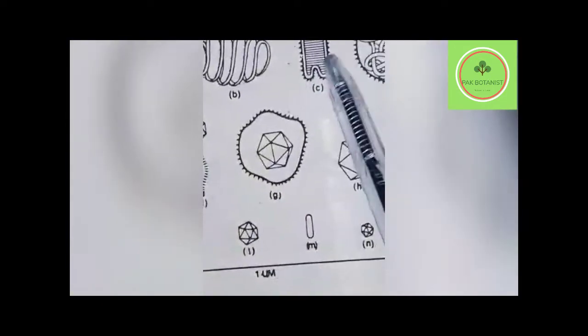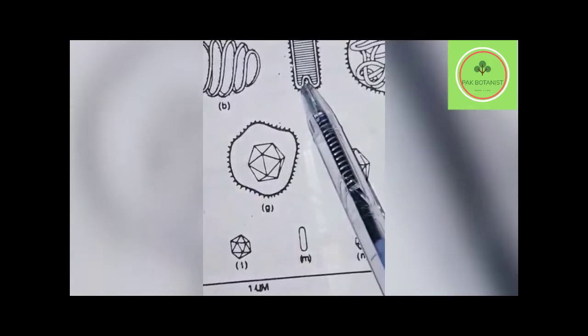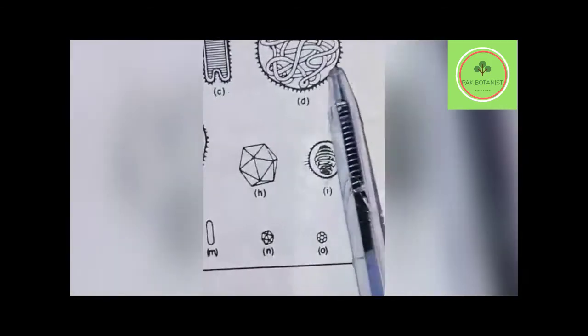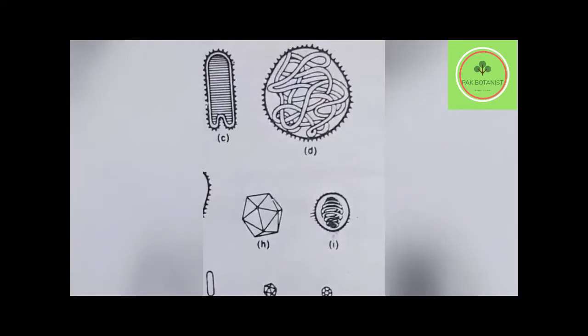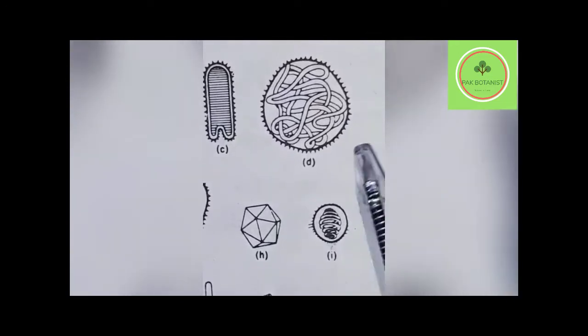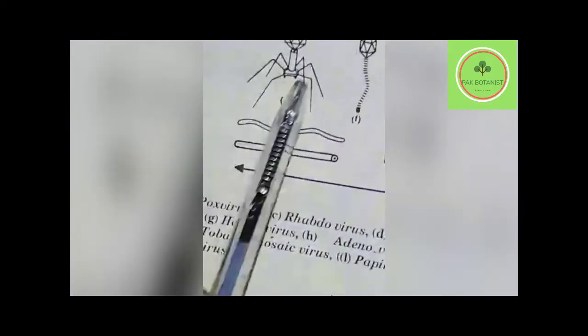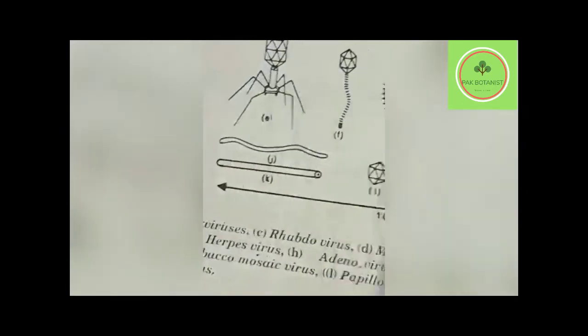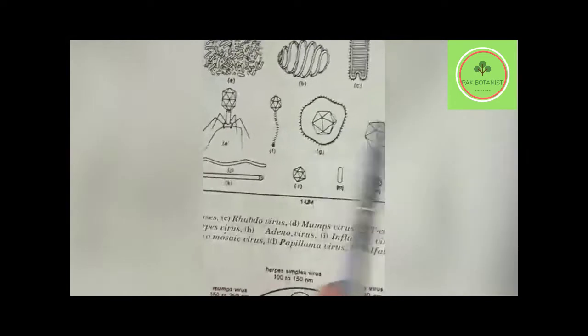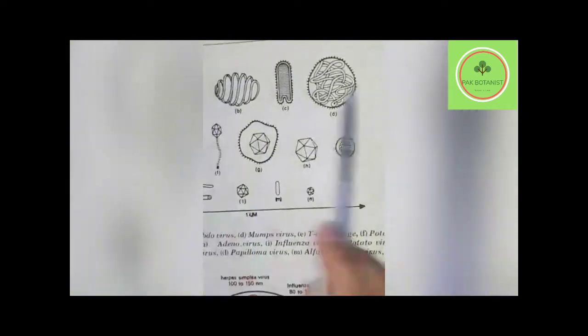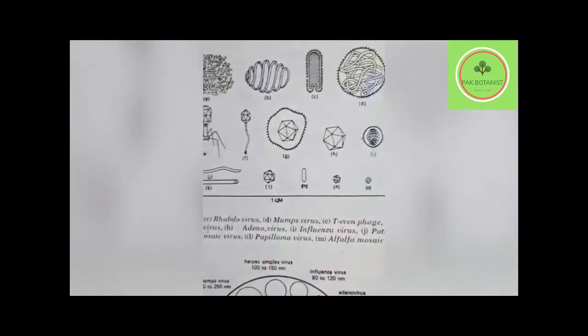Then comes C, which is the rhabdovirus, and it is an inverted U shape. Then comes the mumps virus, which is round, a circle. Then here you see the phage, and you see the round mumps virus.